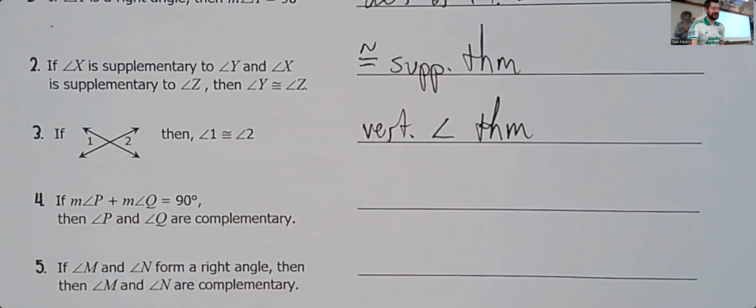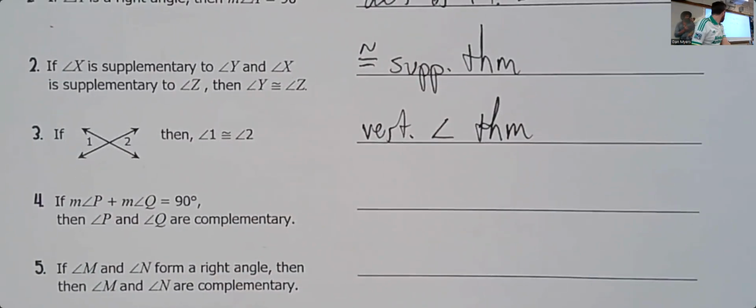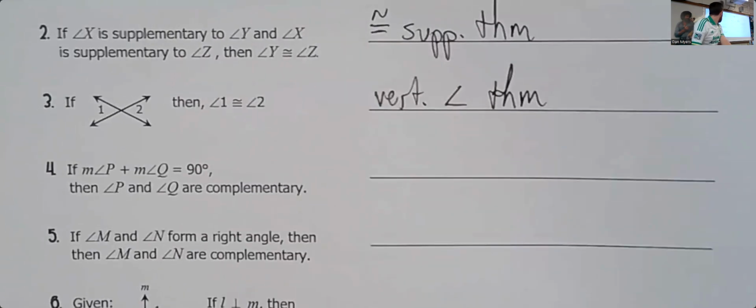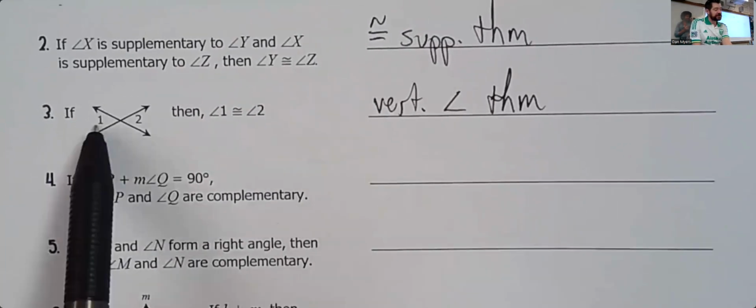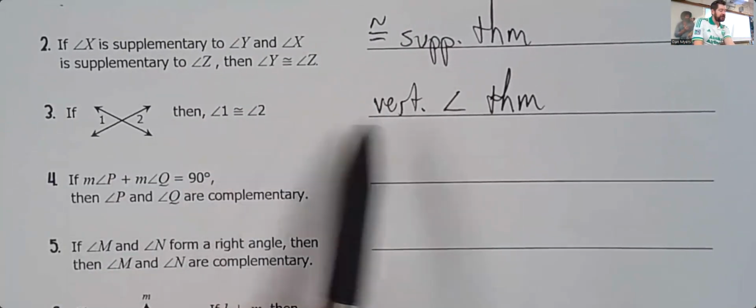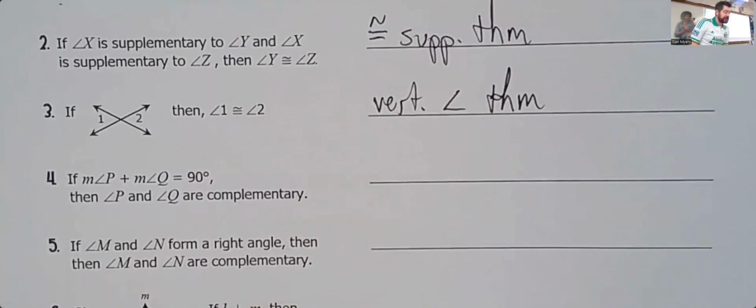Hold up, let's slow it down. Feel free to write them down. I just want to make sure that everybody's following along at a nice pace here. So number 3, once again, those angles are vertical, therefore they're congruent, therefore that is the vertical angles theorem.